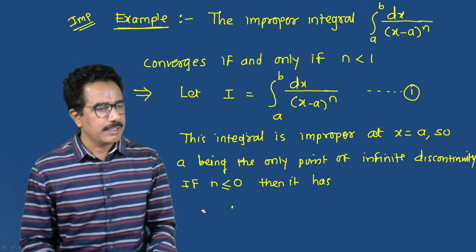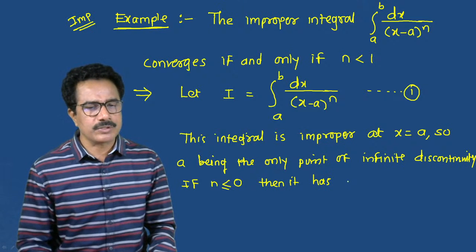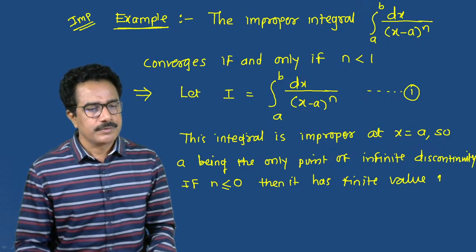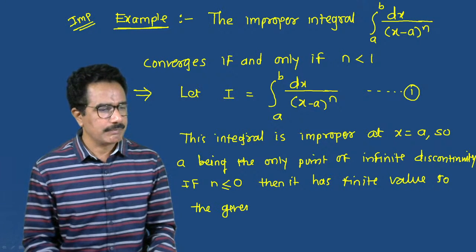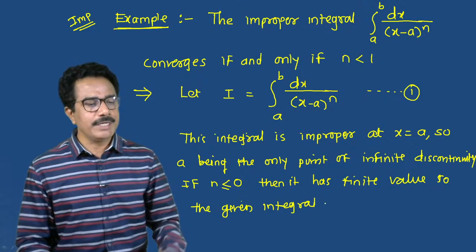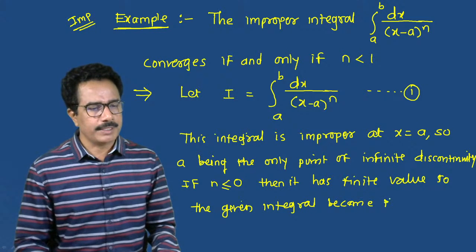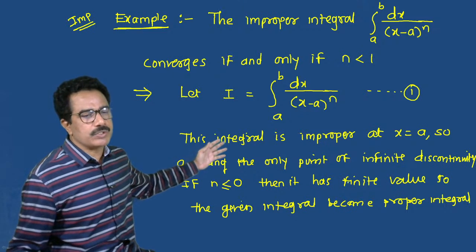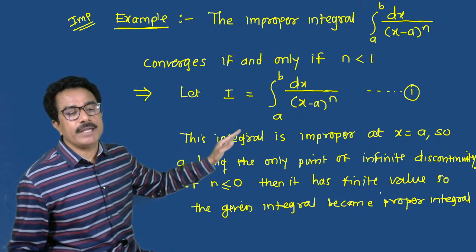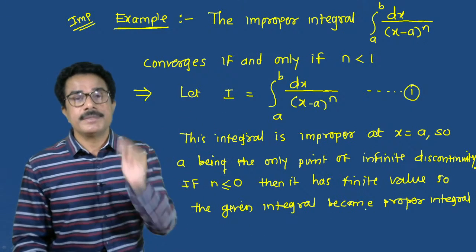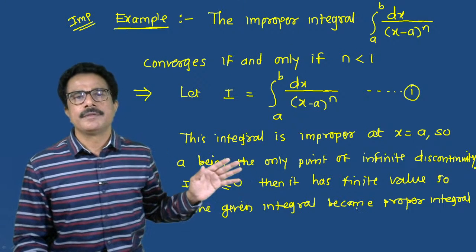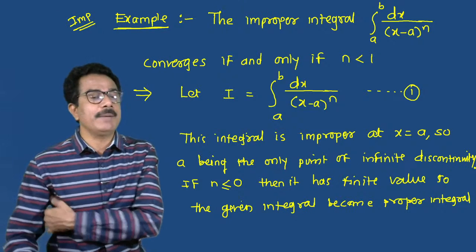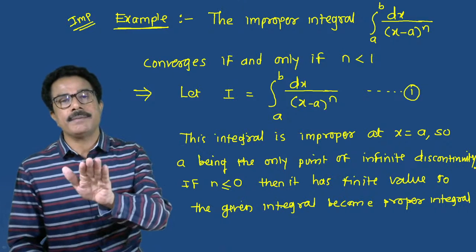First of all, if n is less than or equal to 0, then it has a finite value. So the given integral becomes proper. Note that if n is less than or equal to 0, then it has a finite value, so the given integral becomes a proper integral. That means if n is 0 or negative, the given integral is proper. We have to prove that it converges if and only if n is less than 1, and for n less than or equal to 0 it is proper. Now what remains is n greater than 0 and less than 1.